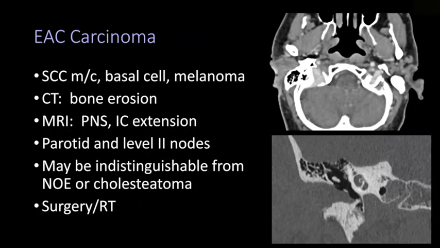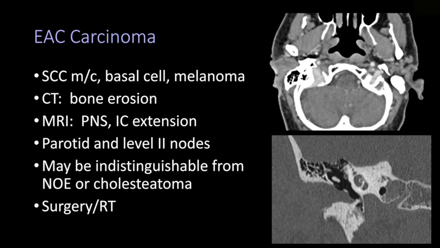Carcinomas of the external auditory canal can also cause chronic otalgia. Squamous cell carcinoma is most commonly seen, followed by skin cancers including basal cell carcinoma and melanoma. CT best demonstrates bony erosion like you see here in this patient with basal cell carcinoma, and MR best demonstrates perineural tumor spread and intracranial extension.